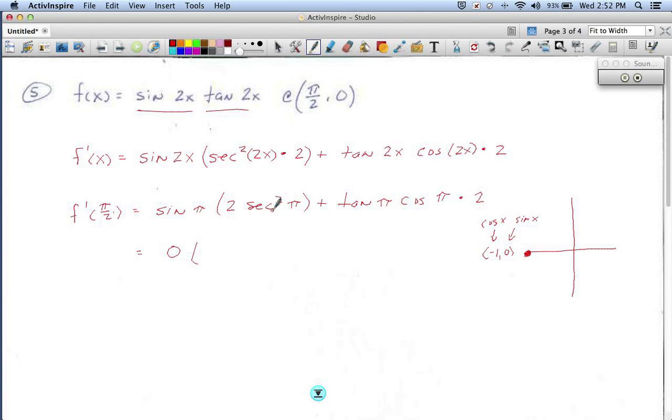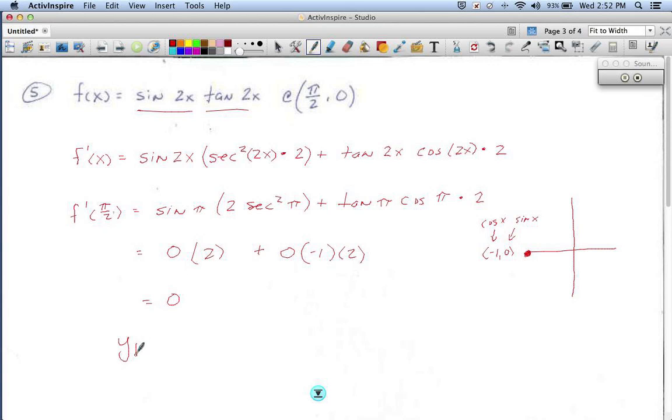Don't really care what this is, but in case you were wondering, secant is 1 over cosine, so 1 over -1 is -1, -1 squared is 1, and 1 times 2 is 2, but in the end, 0 times 2 is 0. Plus tangent of pi, well, that's sine over cosine, that's 0. Cosine of pi is -1, and of course we have a 2 there. Either way, 0 plus 0 is 0. That's my slope. So my slope is 0.